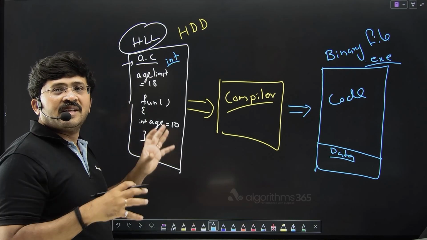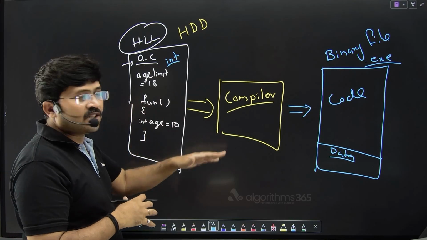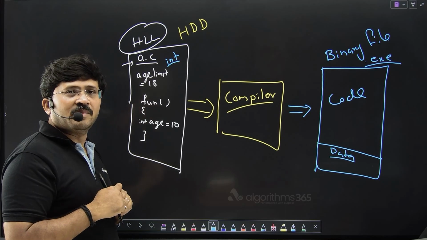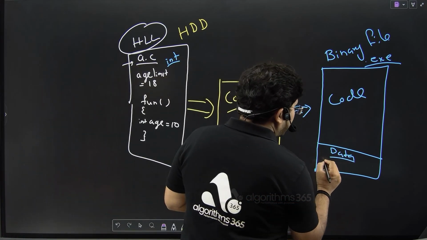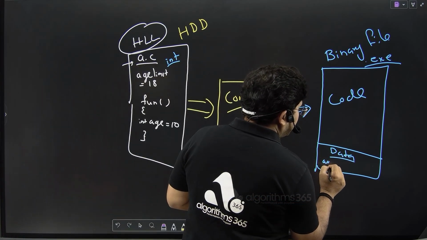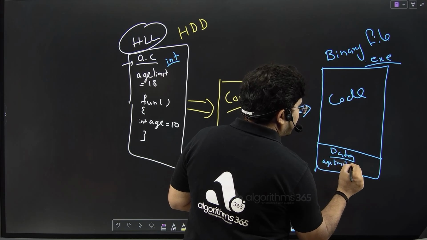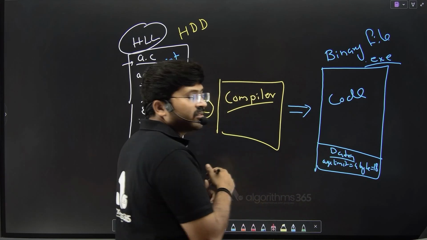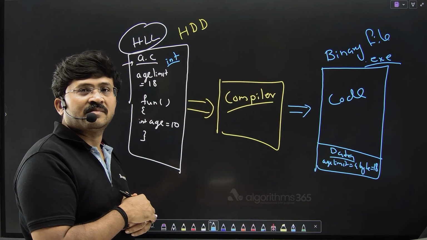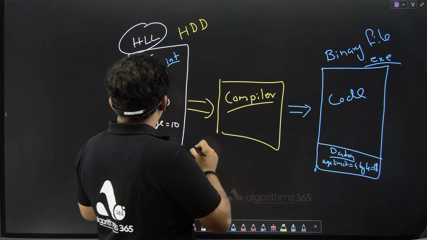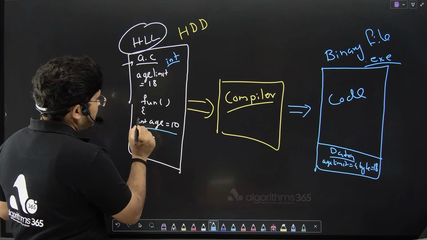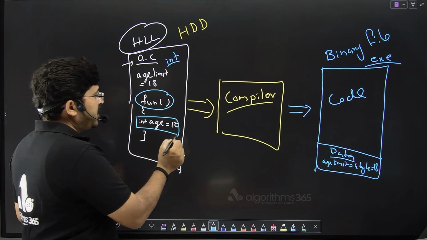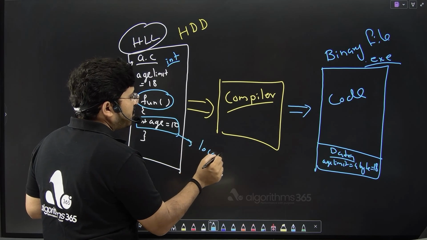Generally on, say, 32-bit machines, the integer data type takes 4 bytes of memory. So here in the data segment, it will say that age limit will take 4 bytes and the value set is 18. And the other variable here, int age, is inside a function, which means it is a local variable to that function.